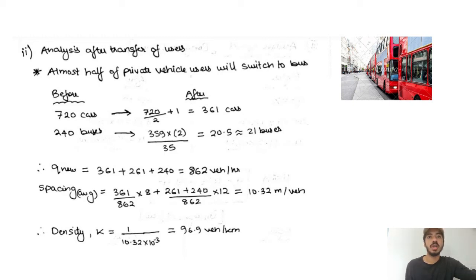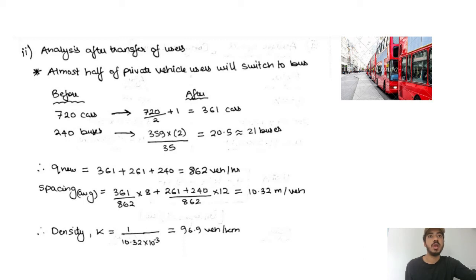So now based on that, we need to find the new average spacing in order to calculate the density. So the new average spacing can be found by taking the proportion of each vehicle composition over the total vehicles per hour flow. So 361 divided by 862 into 80. 80 meters is the stagnant flow spacing between consecutive private vehicles, and then since both commercial vehicles and buses have a spacing of 12 meters, I summed it up.